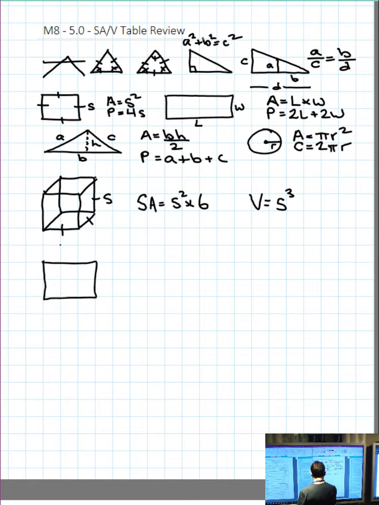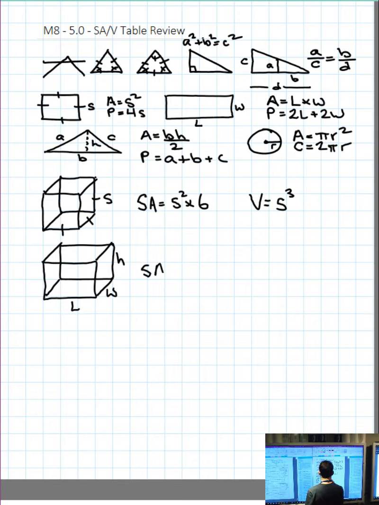So let's do the same thing we did before and draw a rectangle, then draw 4 points, draw another rectangle, and connect those corners. And let's call it length, width, and height. Notice I did it differently in the notes, does not matter.